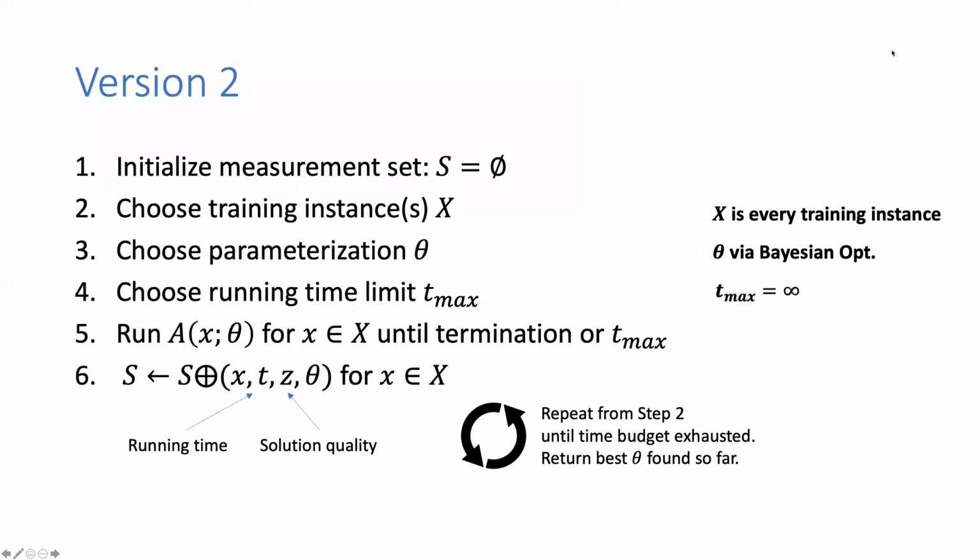Okay, version 2. Capital X is again every training instance in my training set. We're going to choose theta via an algorithm in a class of algorithms known as Bayesian optimization algorithms. And again, we're going to set Tmax to be infinity or some arbitrarily large number. So this is just slightly more clever than version 1. The only difference is in step 3, where we're selecting theta using Bayesian optimization rather than completely at random.